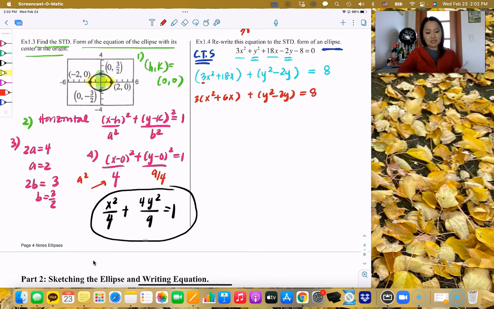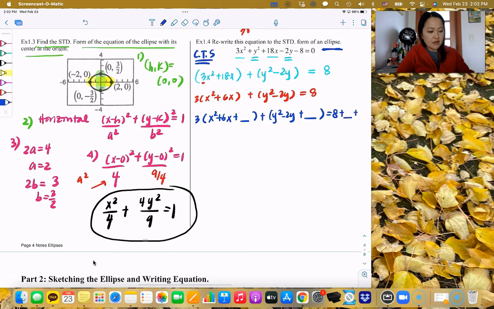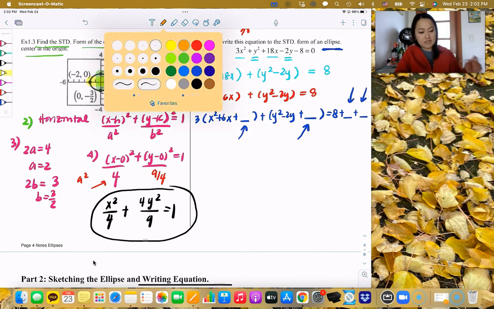Now we're ready to complete the square for reals, okay? All right, leave the 3 outside. X squared plus 6x. I'm going to leave a little gap here. Plus, and I'll underline. Plus y squared minus 2y plus and underline equals 8. And I'm going to go plus and a plus, because all these foreign objects that we're adding, we have to counter that onto the other side. Okay? All right, let's try this.